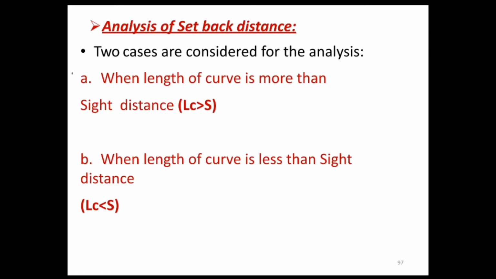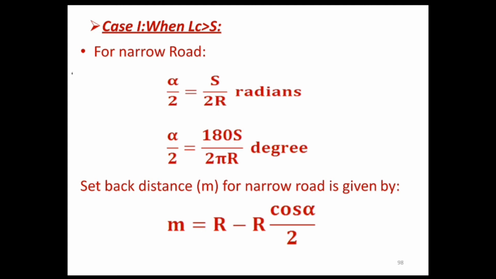Now the analysis of the setback distances. Two cases are considered for the analysis. First, when the length of the curve is more than the side distance, that is LC is greater than S, and second, when the length of the curve is less than the side distance, that is LC is less than S. So the first case, when the length of the curve is greater than the required side distance.